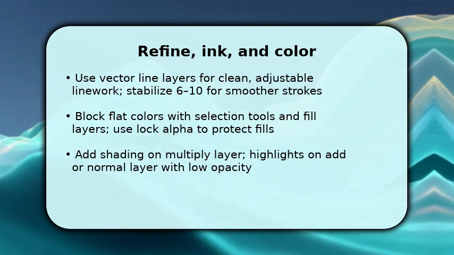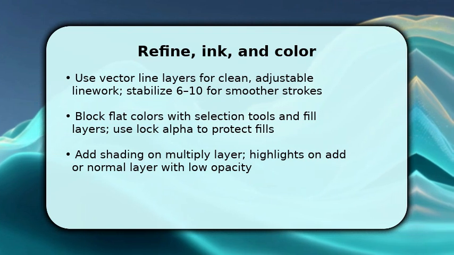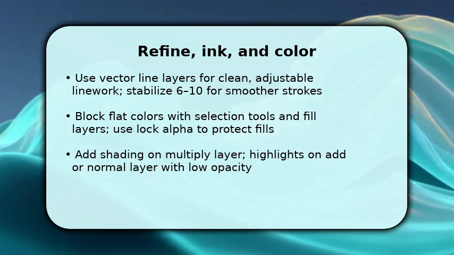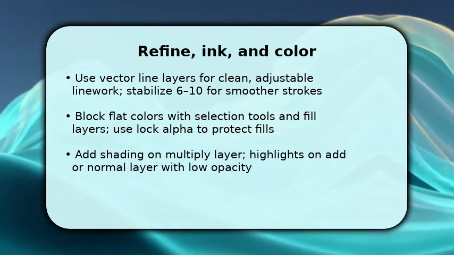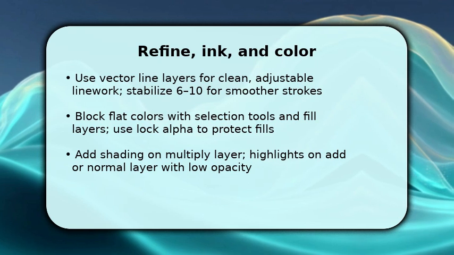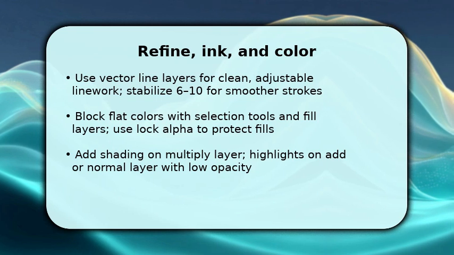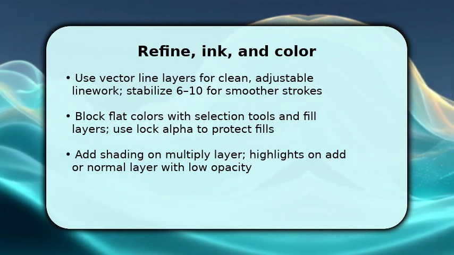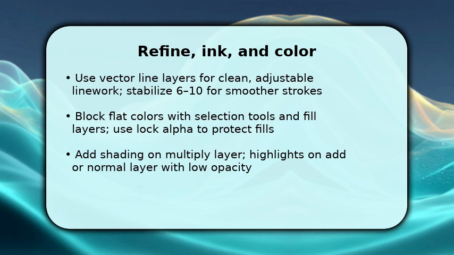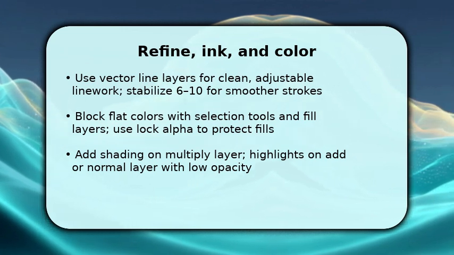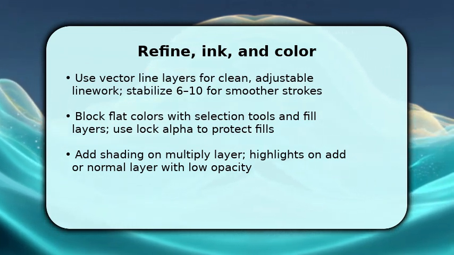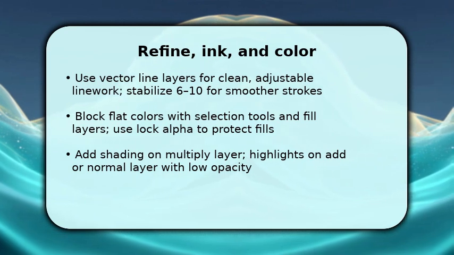Once lines are set, select areas with the lasso or object tools and fill flats on dedicated color layers. Lock alpha to avoid painting outside boundaries. After flats, add shadows using multiply layers and pick believable light direction, then place highlights on a separate layer with low opacity. Keep organized folders for character, background, and effects so changes remain non-destructive.